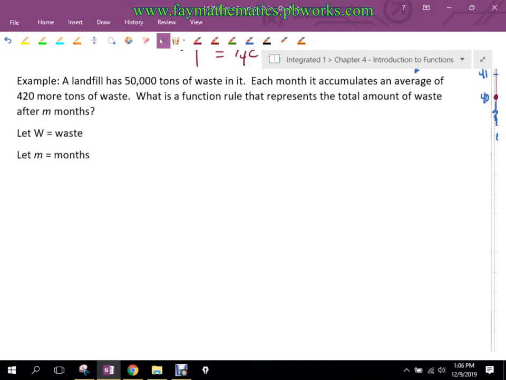Okay. This example says a landfill has 50,000 tons of waste in it. It says each month it accumulates an average of 420 more tons of waste. What is a function rule that represents the total amount of waste after M months? Some of your problems, you're going to find out that they tell you what variables to use. And this is something to be very cautious of, especially using Math Excel, especially on the end of course exam.